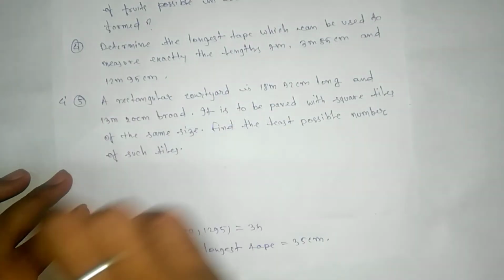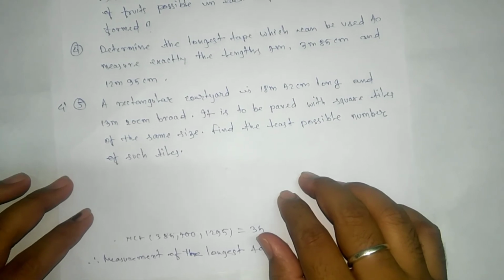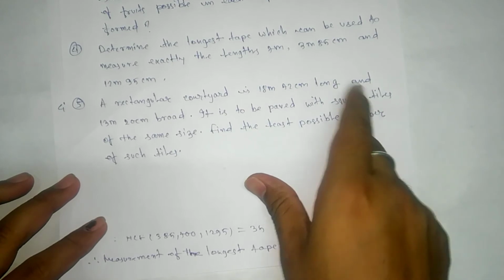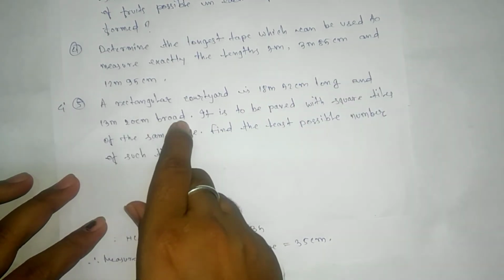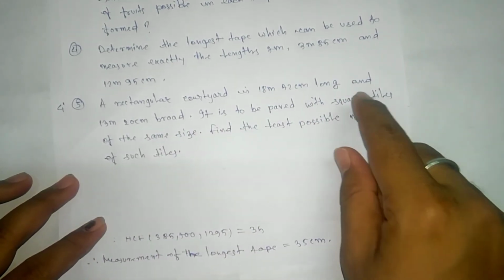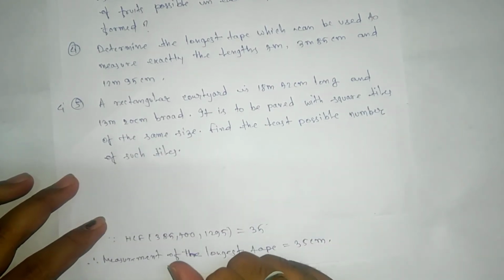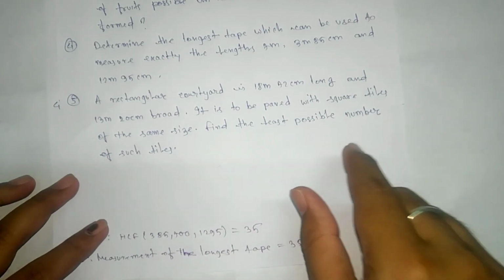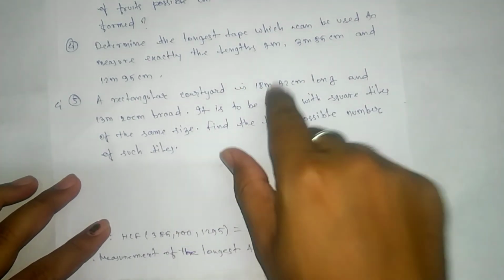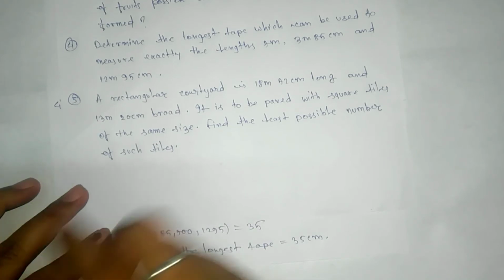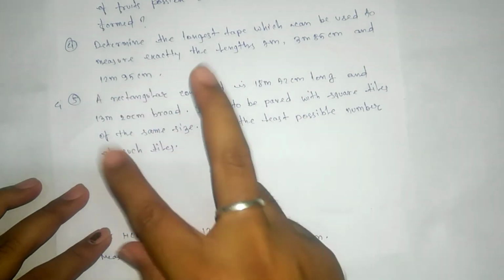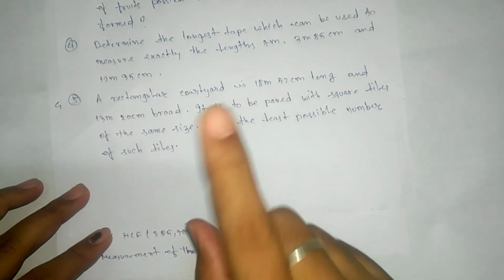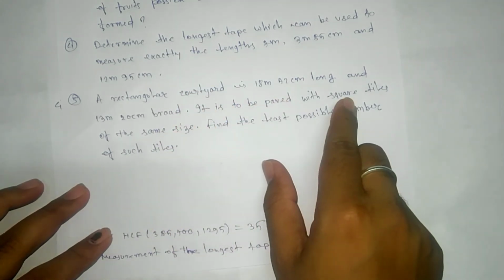And then we'll go for the fifth one. It's a very interesting question. A rectangular courtyard is 18 meter 72 centimeter long and 13 meter 20 centimeter broad. It is to be paved with square tiles of the same size. Find the least possible number of such tiles. To find it, you need to find the highest common factor of these two numbers. Whatever value we get will be the length of the square tile.